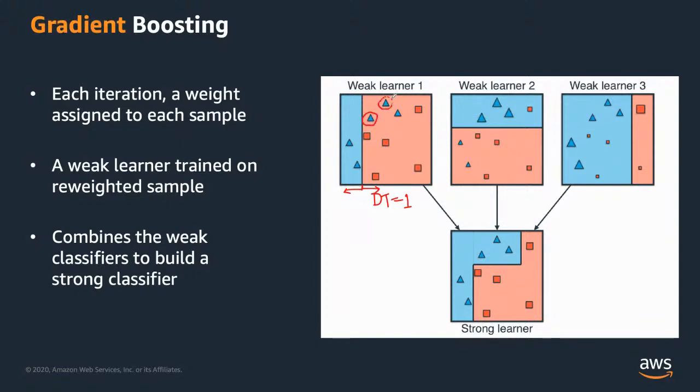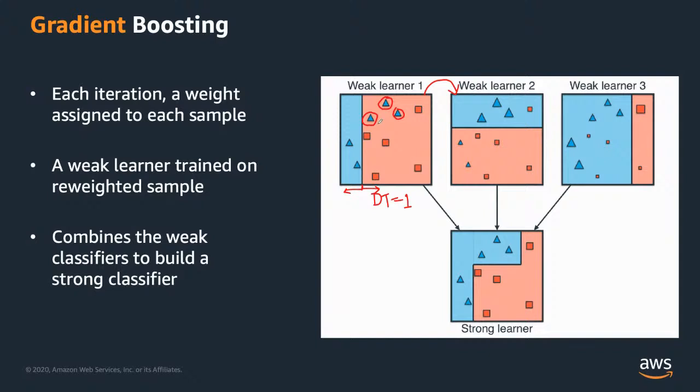These three blue points are wrongly classified, because as per this weak learner, it should belong to the red class, but that is not true, right? So what gradient boosting does is, in the next iteration, so it's a sequential way that it learns. Once this first weak learner is trained, the whole data set is again passed through the second weak learner.